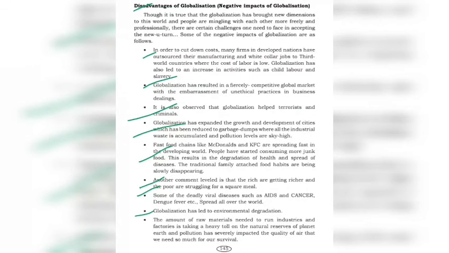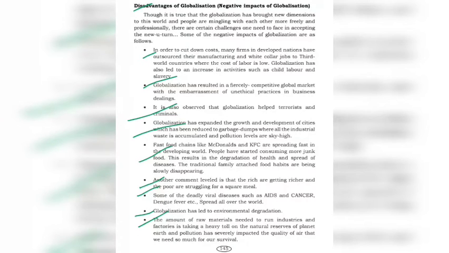Next point is globalization has led to environmental degradation. This point we have discussed earlier. Our environment is getting polluted, with water pollution and air pollution. So in this way, it is affecting our environment and our people's health also. Each and every aspect it is affecting. The amount of raw materials needed to run industries and factories is taking a heavy toll on the natural reserves of planet Earth, and pollution has severely impacted the quality of air we need so much for our survival.